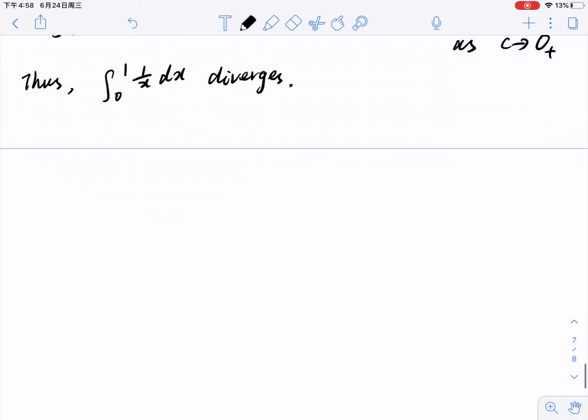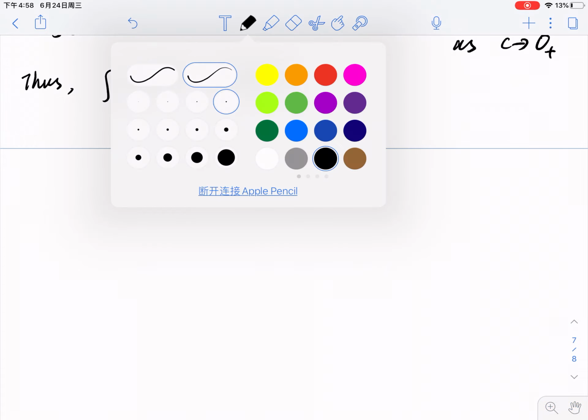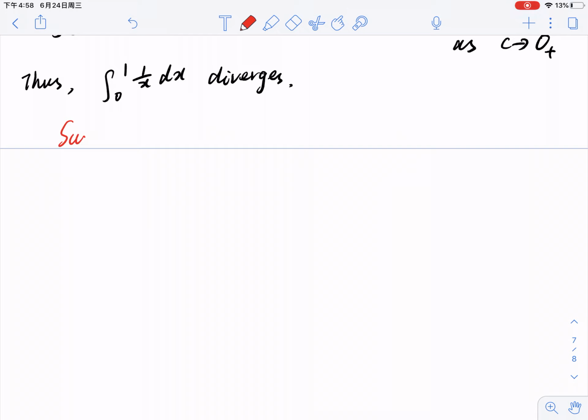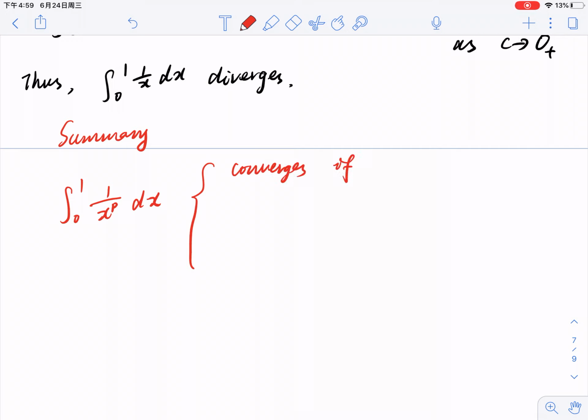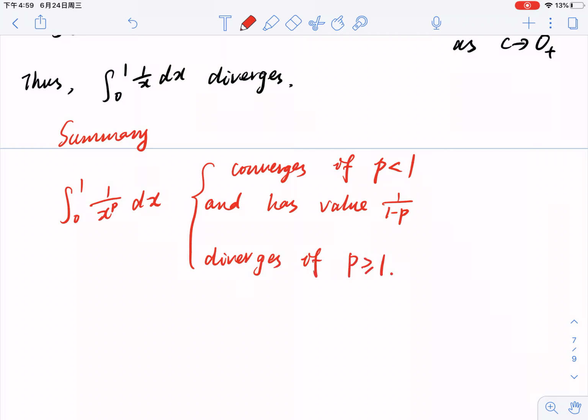So now we summarize what we get. The integral of 1 over x to the p from 0 to 1 dx converges if p is less than 1 and has value 1 over 1 minus p, and diverges if p is greater than or equal to 1. So this is also an important example.